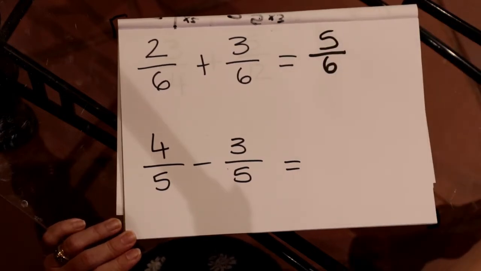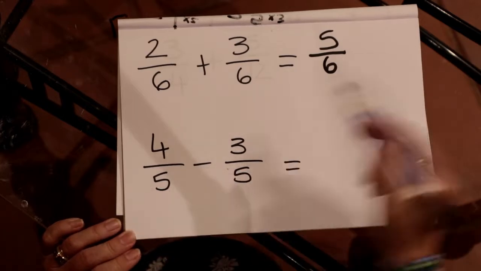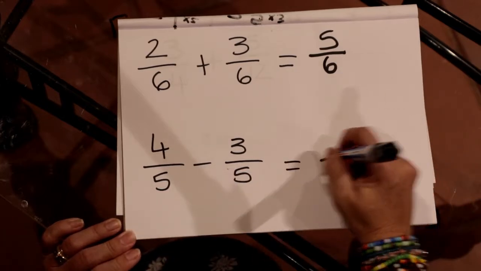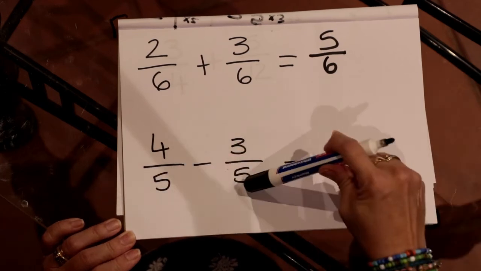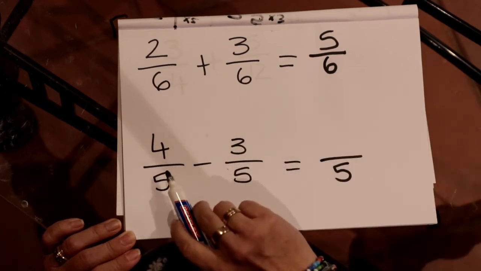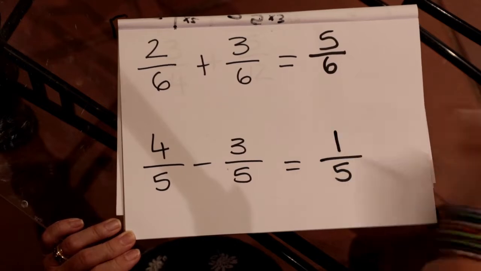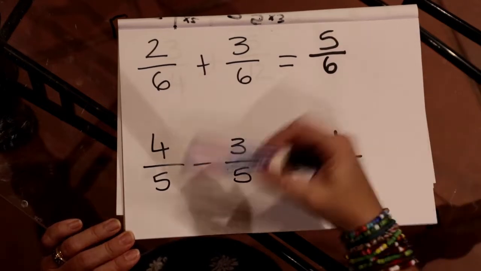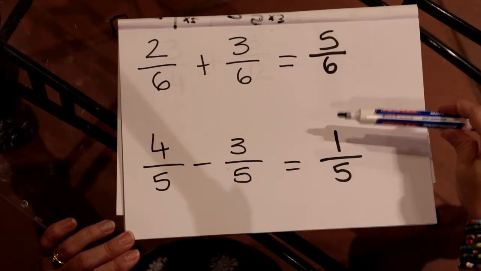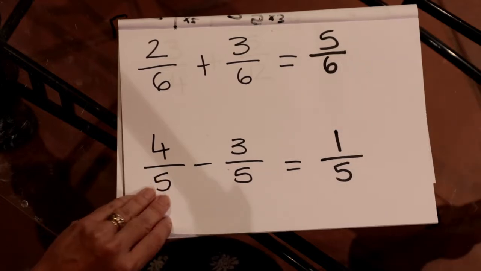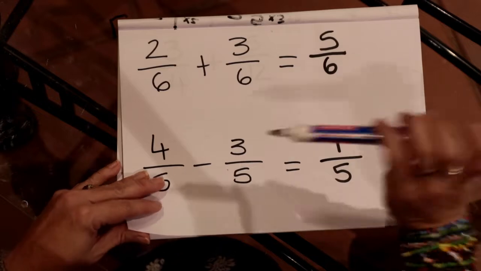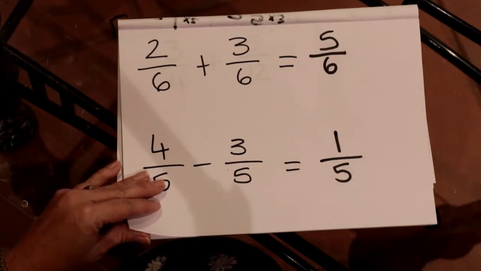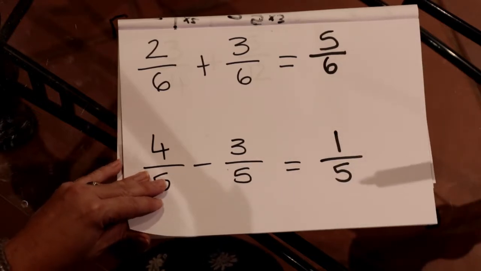The minus works exactly the same. I do not minus my denominators. I can write my denominator down, whatever that denominator is. And then I say 4 minus 3 is 1. So this is our basic plus and minus with fractions, like you've been doing from the very beginning. Now the concept stays exactly the same. It just becomes a little bit more tricky because they give you a bit more variation.